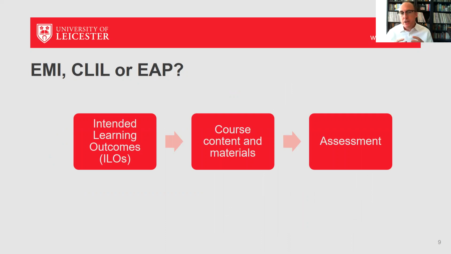So if you're looking at a program and you're trying to work out what it really is, and remember, what people call things is not necessarily what they are underneath, a very useful approach to take to understand whether a course or a program is EMI, CLIL, or EAP, is to analyze it through the framework of what's called constructive alignment. Constructive alignment is about making sure that three big components in curriculum planning all line up. We start off with our ILOs, the intended learning outcomes.